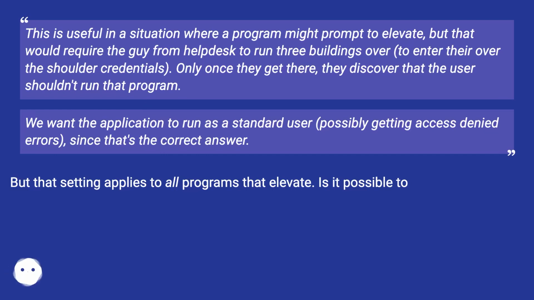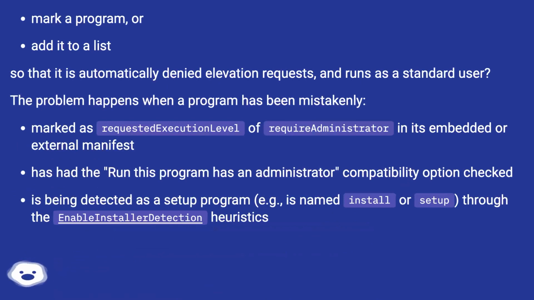Is it possible to mark a program, or add it to a list, so that it is automatically denied elevation requests, and runs as a standard user? The problem happens when a program has been mistakenly marked as request execution level of require administrator in its embedded or external manifest, has had the run this program as an administrator compatibility option checked, or is being detected as a setup program, for example, is named install or setup, through the enable installer detection heuristics.